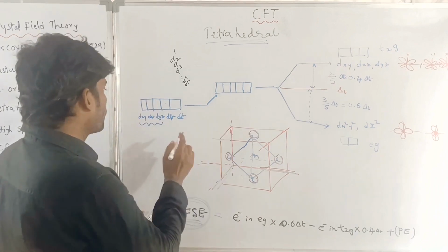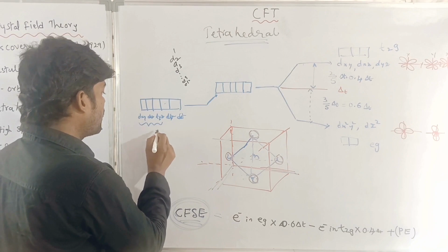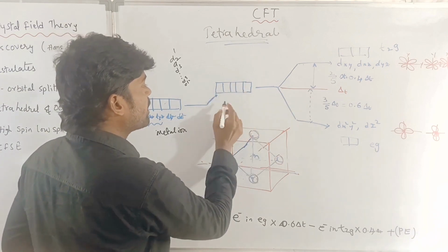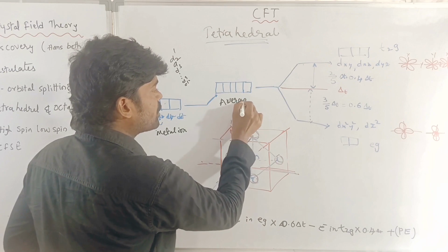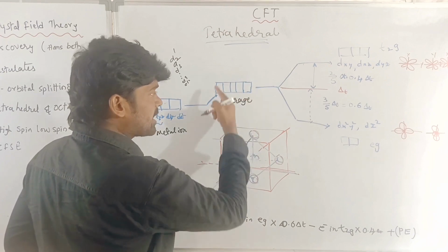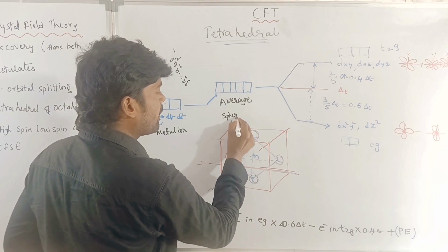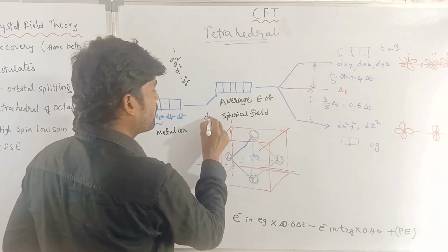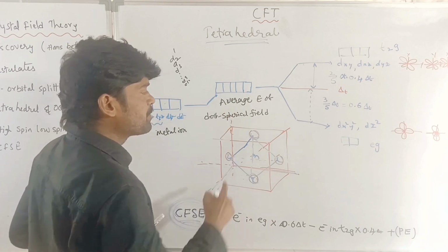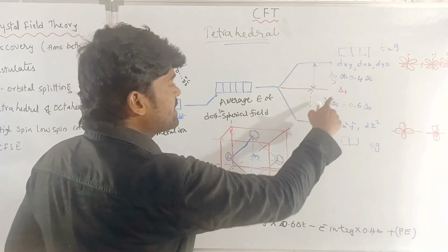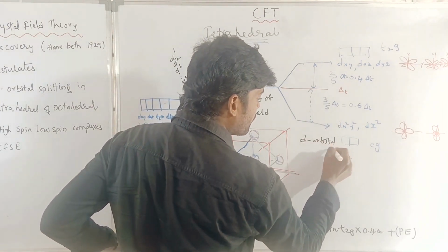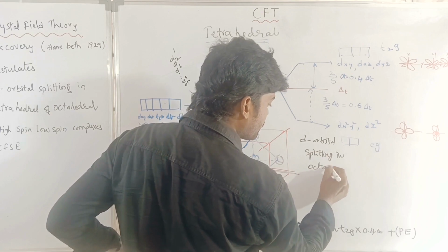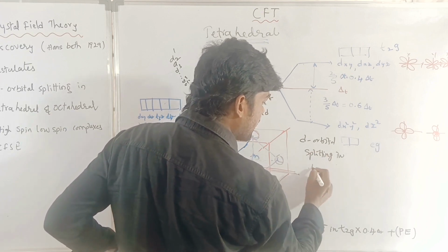Fine. So once again, this is the d orbital in a metal ion, and this is the average energy of the d orbital in a spherical crystal field, and this is the d orbital splitting in a tetrahedral complex.